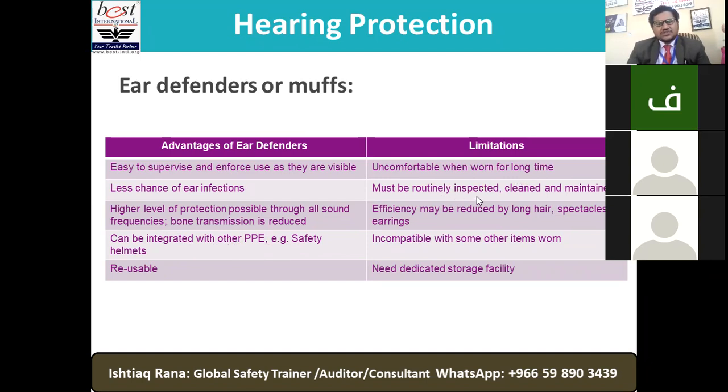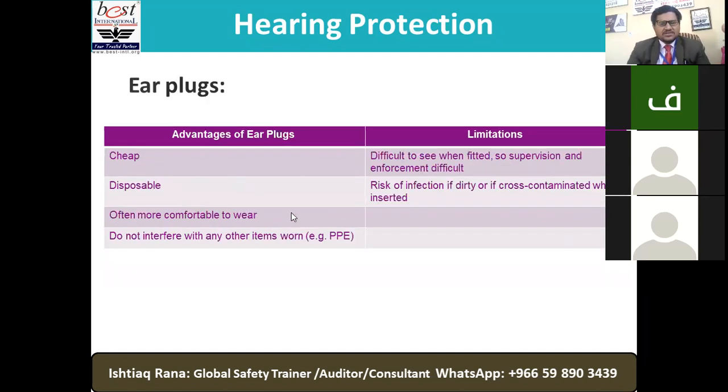Must be routinely inspected, cleaned and maintained. Efficiency may be reduced by long hair, spectacles or earrings, and also incompatible with some other items worn. Need dedicated storage facility as well. So these are some of the limitations of ear defenders.